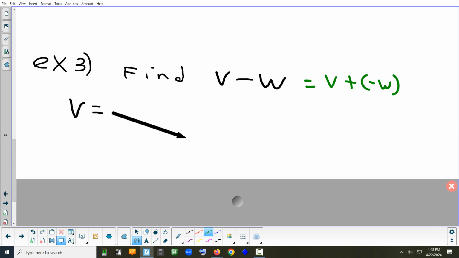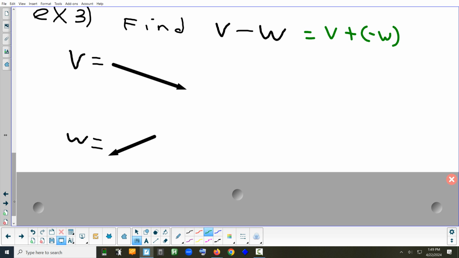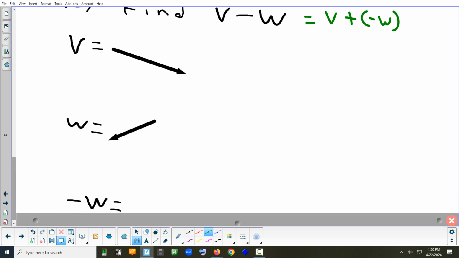Well, we've got v. We've got w. What do I need to find first so I can do the subtraction? Negative w. I need negative w. Yep. And remember, negative w is the same vector. It just points the other way. There you go. So there's negative w.